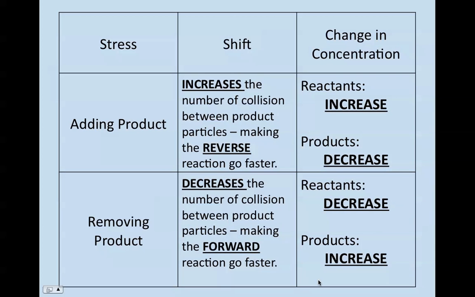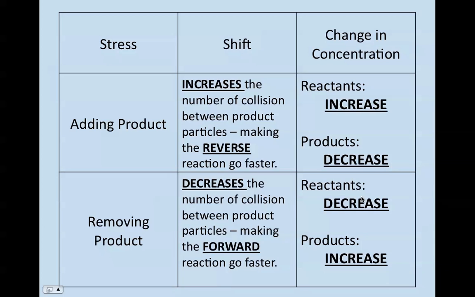Now, if we look at our products, it's basically the same idea. If I add product, I'm going to increase the collisions between the product particles, making the reverse reaction go faster. So this causes whatever we're shifting towards, the reactants, to increase, and what we're shifting away from, the products, to decrease. If I remove products, I'm going to slow down my reverse reaction. My forward reaction will actually go faster, which causes our products to increase and our reactants to decrease.